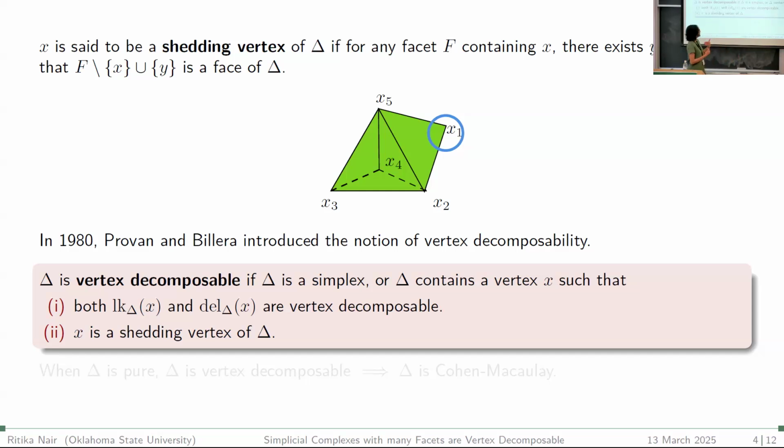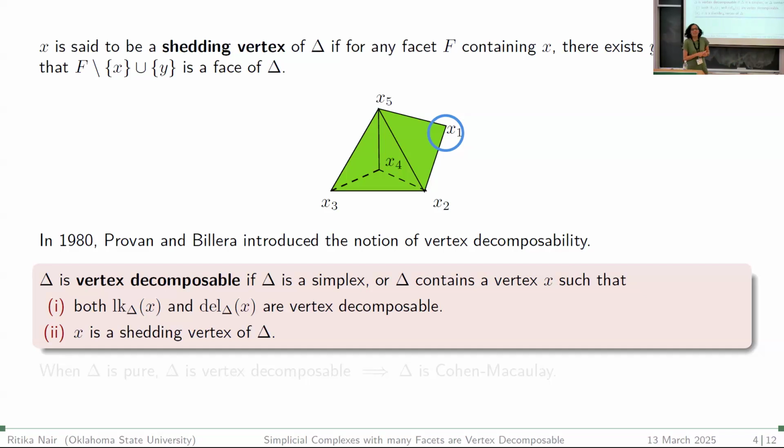And that recursive definition tells you to further go on finding a next shedding vertex for the deletion and the link respectively, break it down again, and ultimately we will end up getting something that looks just like a simplex. So that's the idea here. If this is satisfied, you would say that this is a vertex decomposable complex.